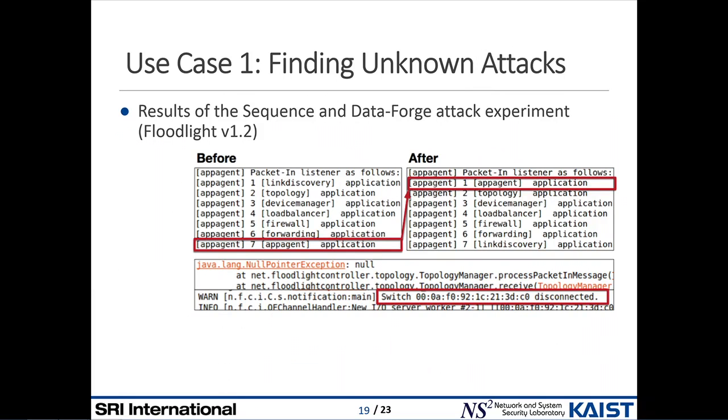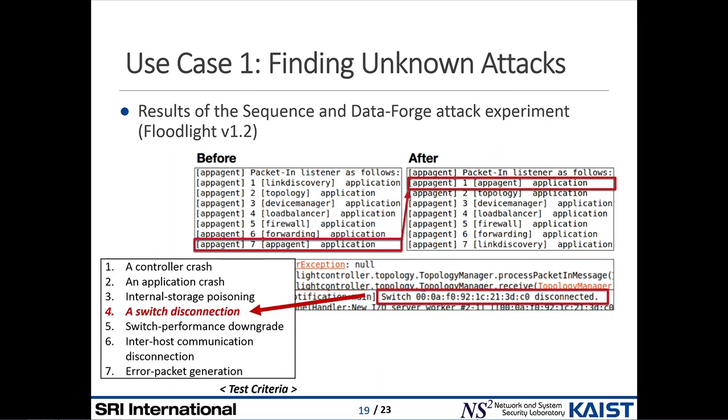So this picture shows the impact of this attack. Before the attack, as you can see, our application agent was the last one on the list to receive packet-in messages. But after the attack, the application agent became the first one. And finally, the topology application caused the switch disconnection. Since such a switch disconnection event matched one of our test criteria, the agent manager was able to detect a new attack discovery.